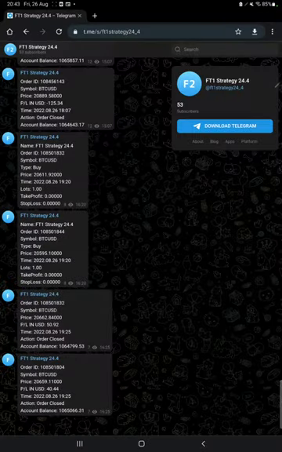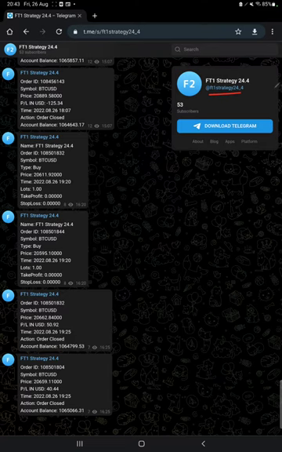And after that we have MT4 to Telegram to verify all the trades with their order ID. This is the FT1 strategy 24_4 Telegram channel, and with this channel you can check each and every trade and verify it with their order ID. Also check how much profit and loss we have booked, at what time we have taken a trade, and what time we have booked the profit.